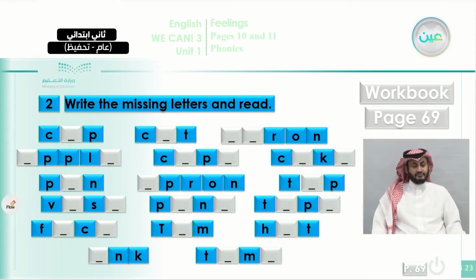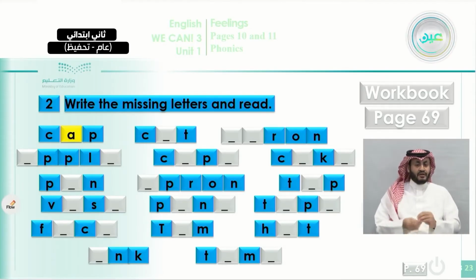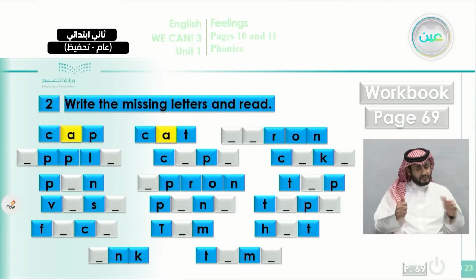In this exercise, you need to write the missing letters and read them. So here we have a word which is in 3 letters. There is one missing letter. What is it? In the middle here, it is A. So you can say cap. The other one here also is A. So you can say a cat. And you know what a cat is.